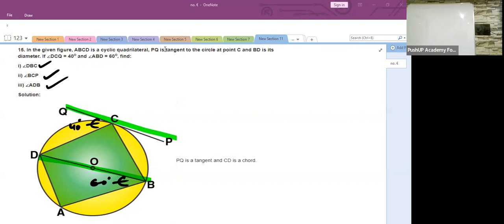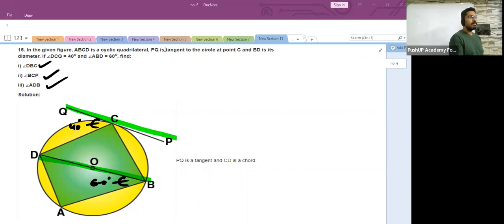This angle is 40. So this angle should be angle ABC, 40 degree. And alongside, this angle is 40 degree. Whether it is correct or wrong? Is it correct? Yes. But Anika, explain this. What is this 40 degree? Explain it.